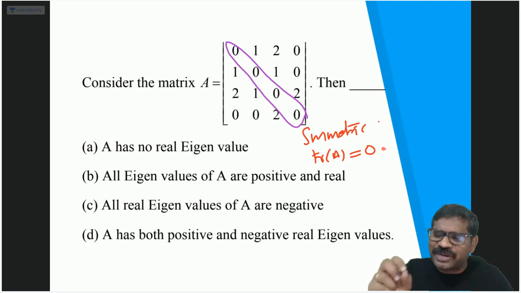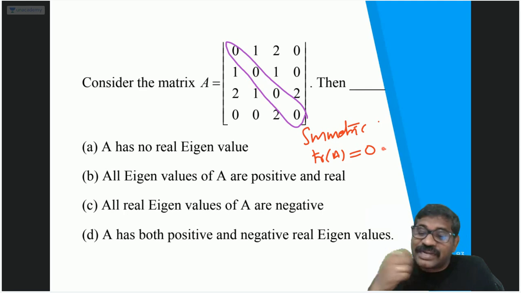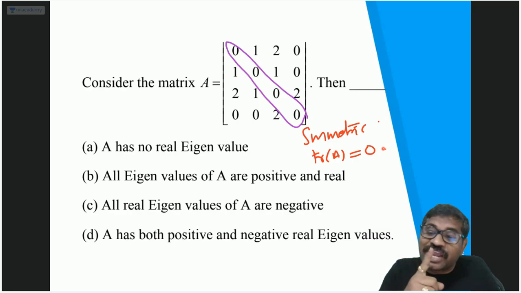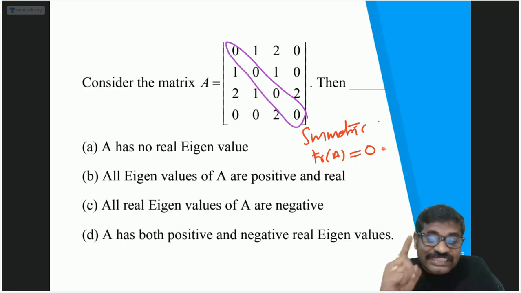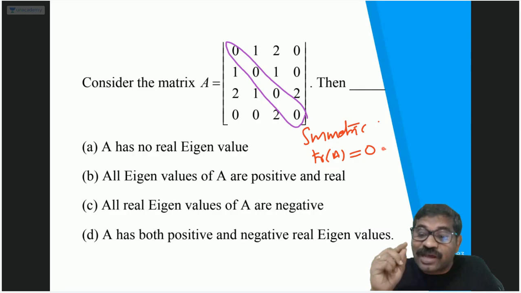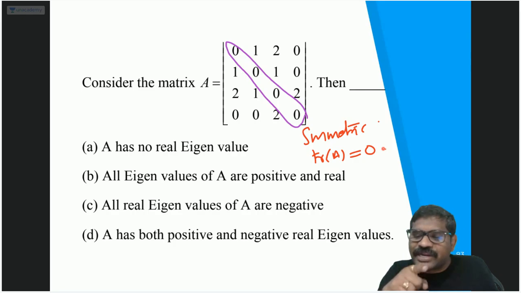Very simple. Observe. The matrix is symmetric. If the matrix is symmetric, eigenvalues are compulsorily real numbers. Sir, eigenvalues are real means positive real or negative real? By using trace A equals 0, you can analyze very easily. Suppose all are positive, trace cannot be 0. If all are negative, trace cannot be 0. Catch my point?